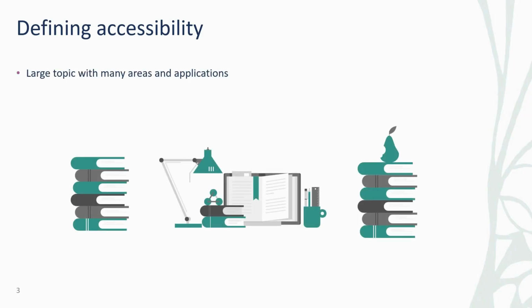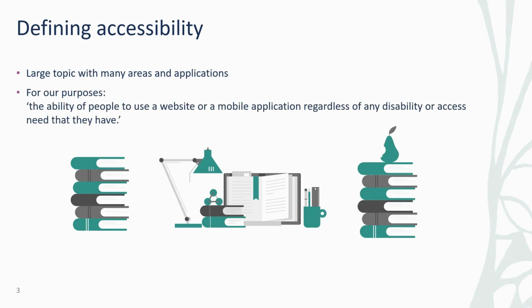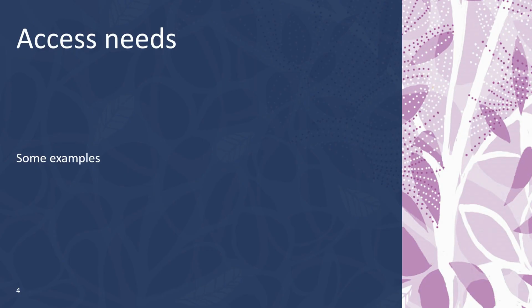Accessibility is a large topic with many areas and applications. In our context, however, a good definition might be the ability of people to use a website or mobile application regardless of any disability or access need that they have. So, let's look at some access needs.